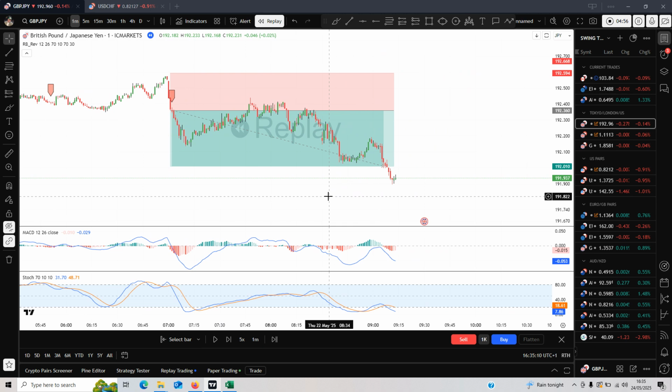And perfect timing. Just before market opening, it does get a bit volatile, and then as the market opens, it tends to. I don't like trading the first hour of market opening, so let's carry on.